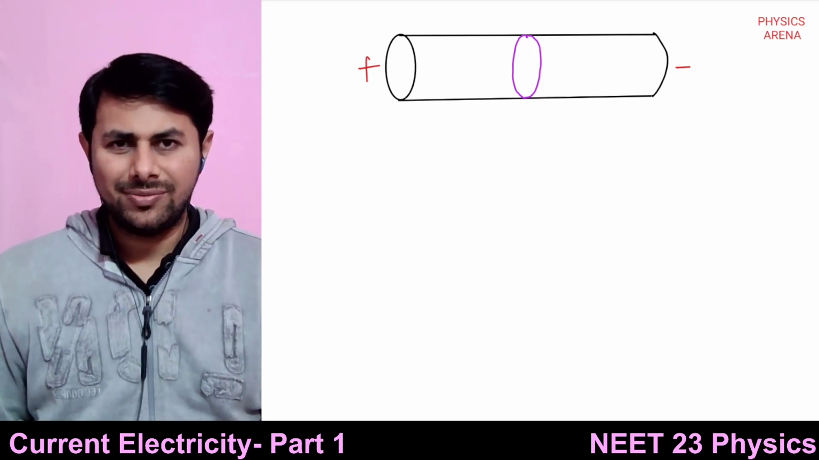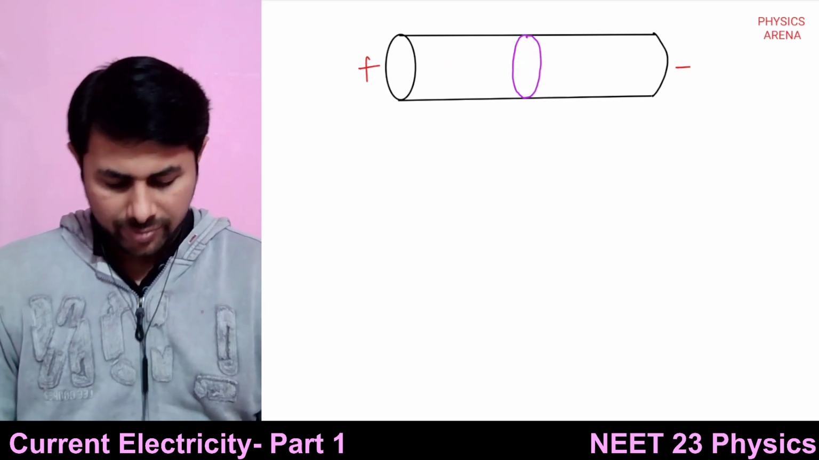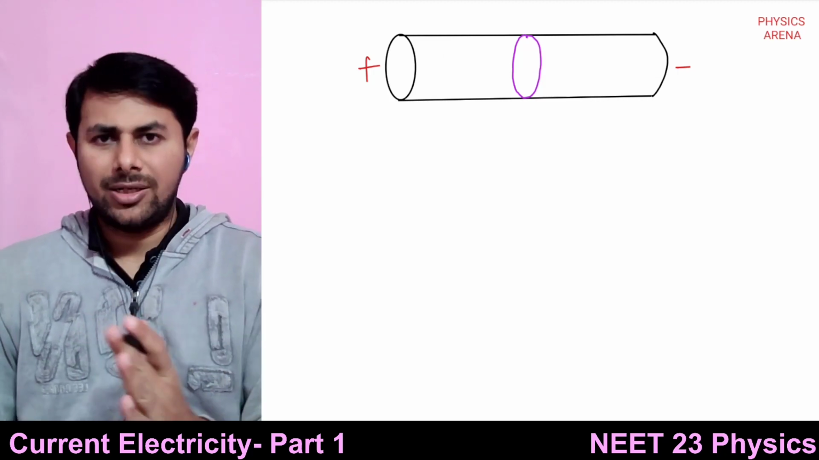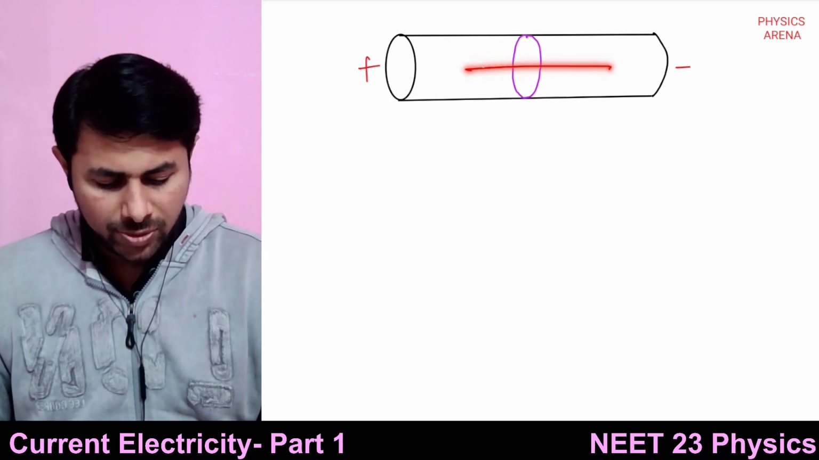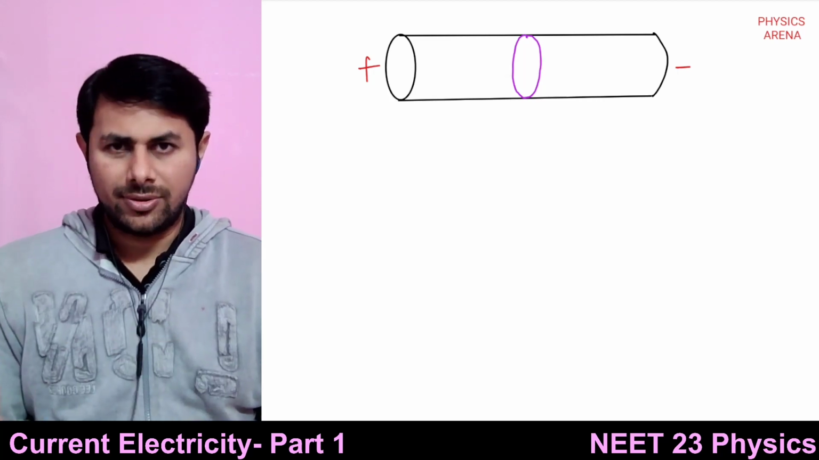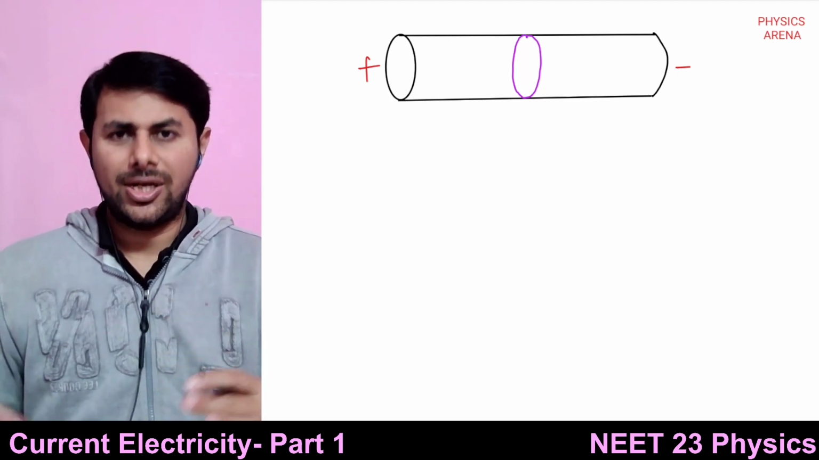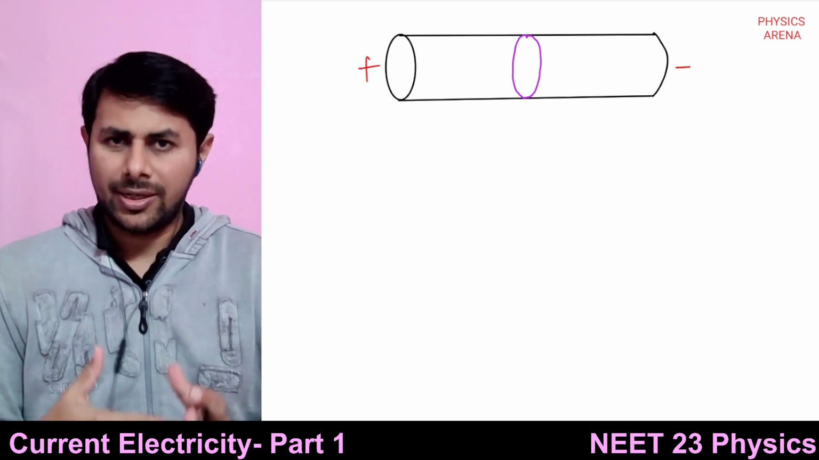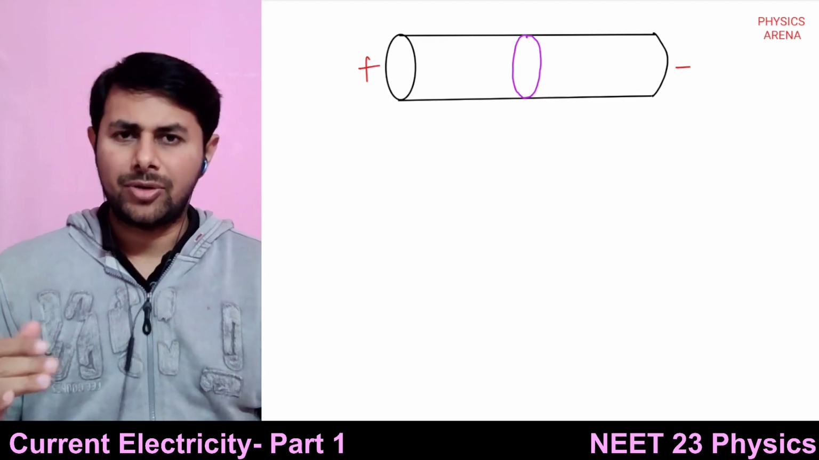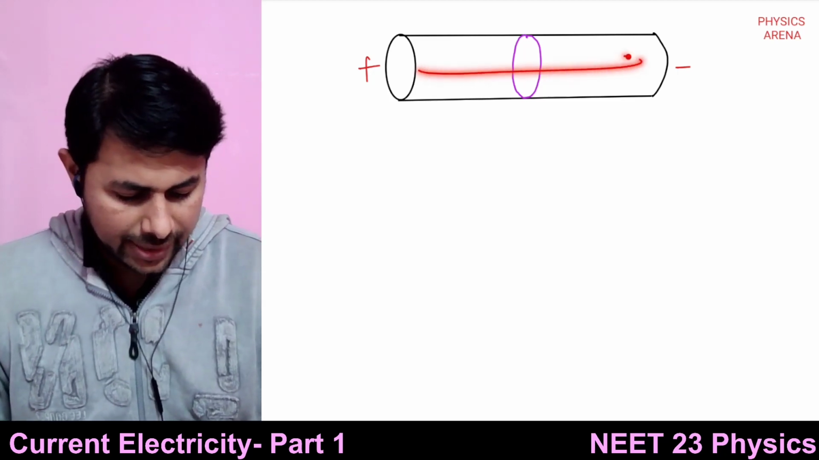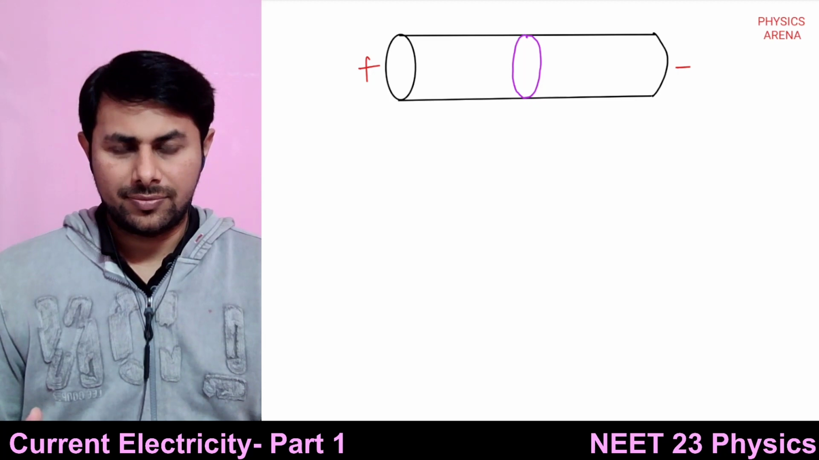So how is charge moving? Negative charge is moving from negative to positive terminal, because electrons get repelled by the negative terminal and attracted by the positive terminal. But historically, we define current as positive charge moving through some area per unit time. So the direction of current is taken as opposite to the direction of electrons.